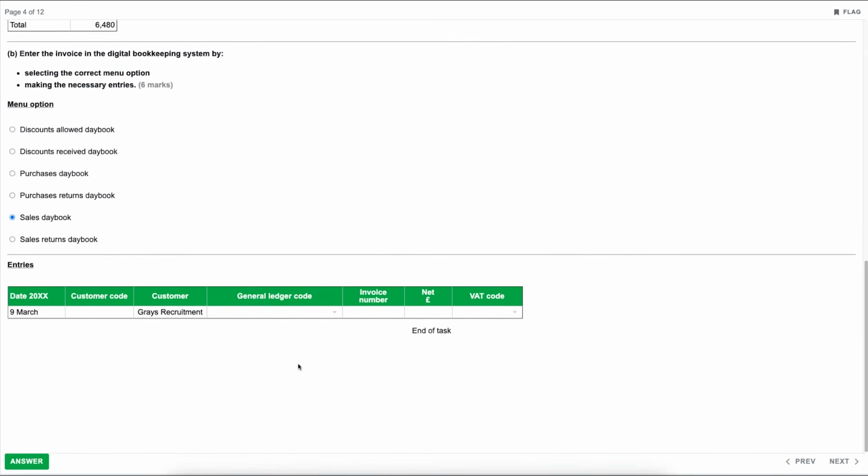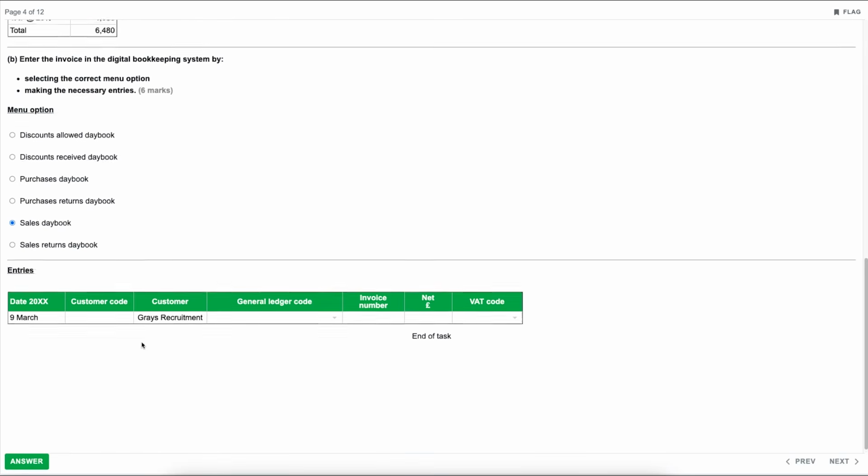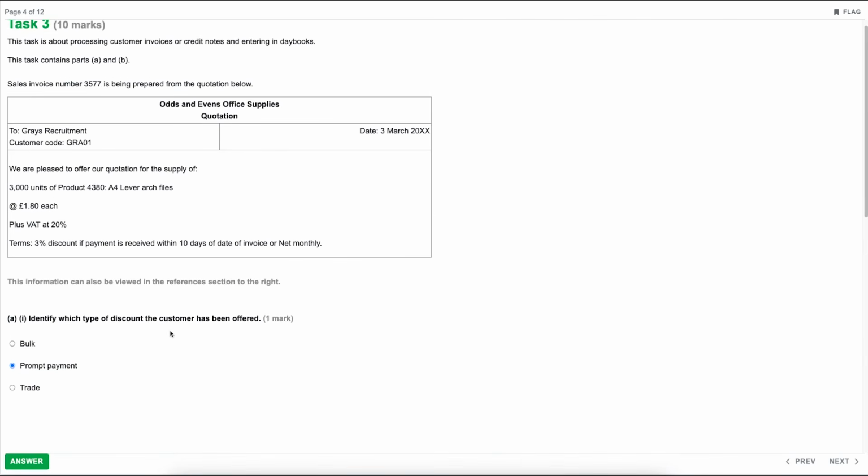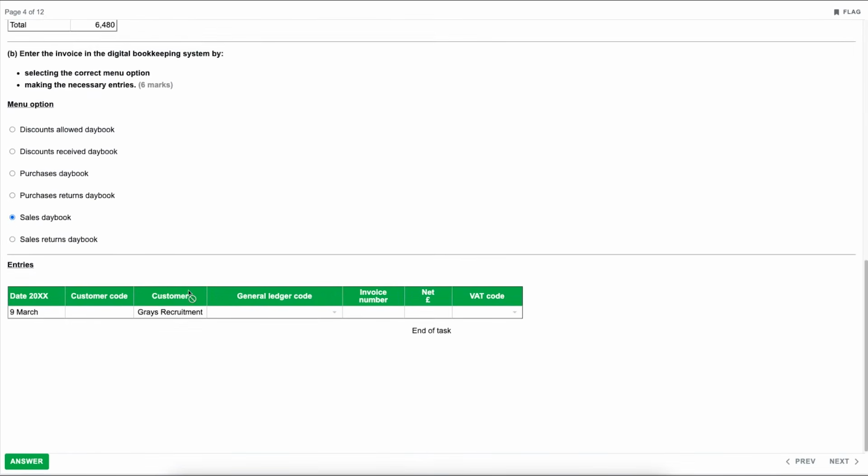So then the final part of this task, we just need to fill out our digital bookkeeping system below. We've already been given certain fields. We've got the date already, we've got the customer. So all we need to do is fill out the customer code, general ledger code, invoice number, net, and VAT code. So the customer code we can get from up above. It states the customer code is GRA01. So we can enter that in. GRA01.